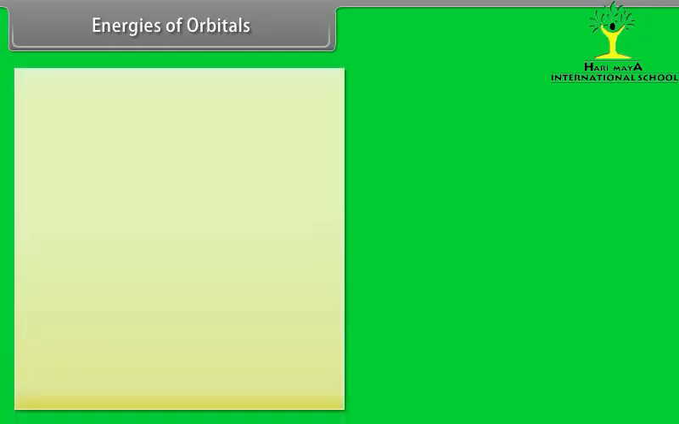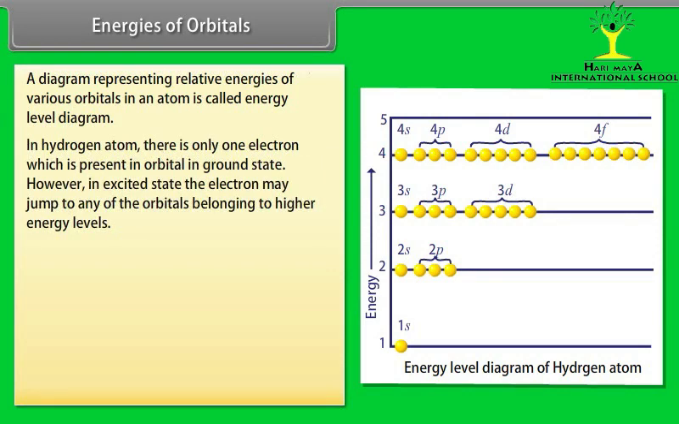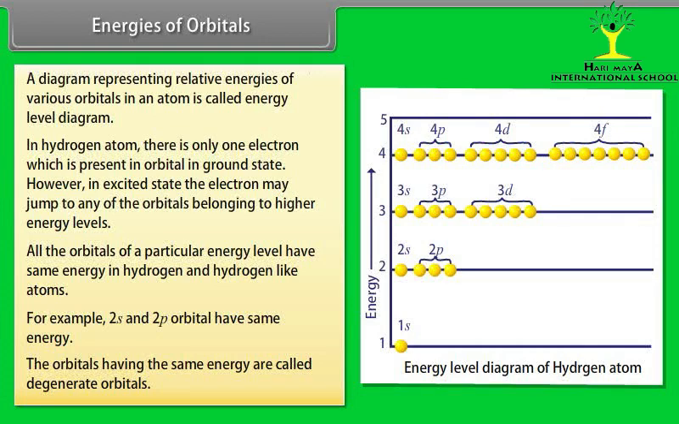Energies of orbitals. A diagram representing the relative energies of various orbitals in an atom is called an energy level diagram. In a hydrogen atom, there is only one electron, which is present in the 1s orbital in the ground state. However, in an excited state, the electron may jump to any of the orbitals belonging to higher energy levels. All the orbitals of a particular energy level have the same energy in hydrogen and hydrogen-like atoms. For example, 2s and 2p orbitals have the same energy. The orbitals having the same energy are called degenerate orbitals.